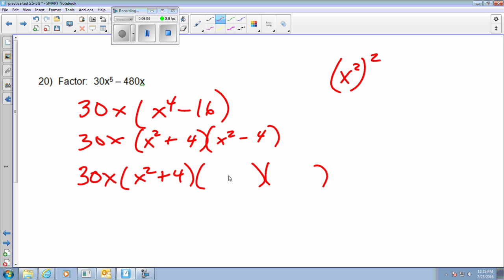This one with the minus sign, square root of the first term is x, square root of the last term is 2, one is plus, one is minus.